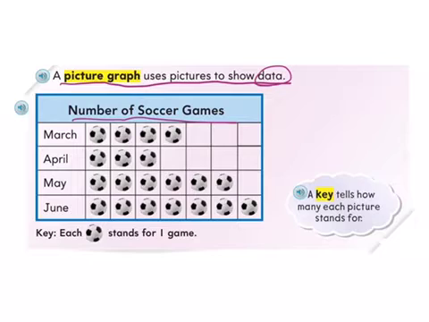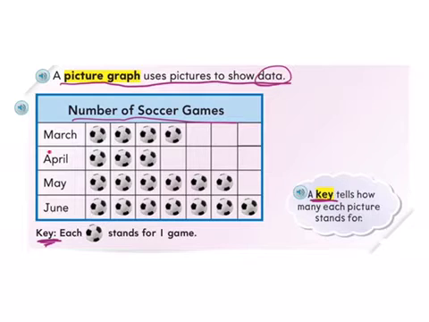Now, down here at the bottom, you see this thing called a key. A key tells how many each picture stands for. So this one's really easy because it's saying just one soccer ball equals one game. But sometimes in picture graphs, they might have the picture standing for multiple ones, like 2 or 5. So you got to pay attention to those keys because sometimes they have different amounts for the pictures.